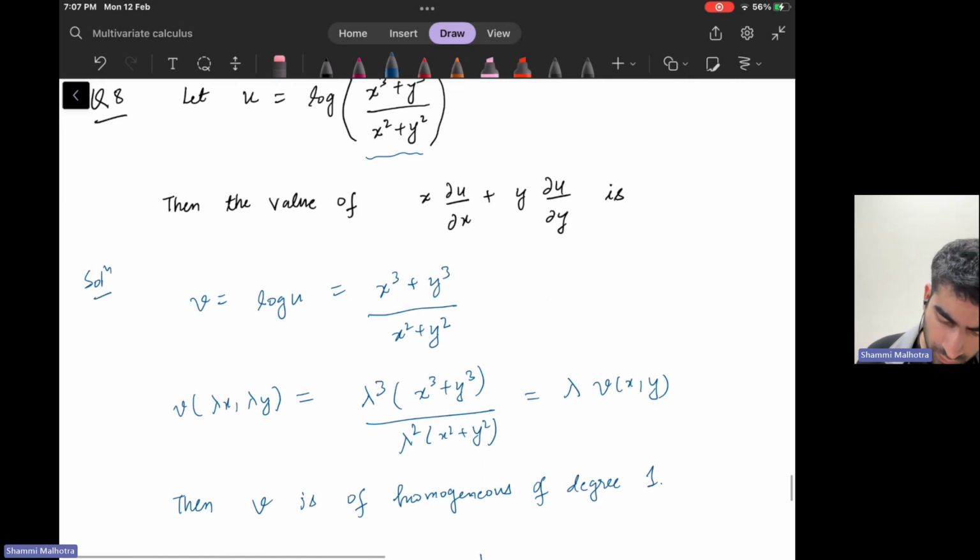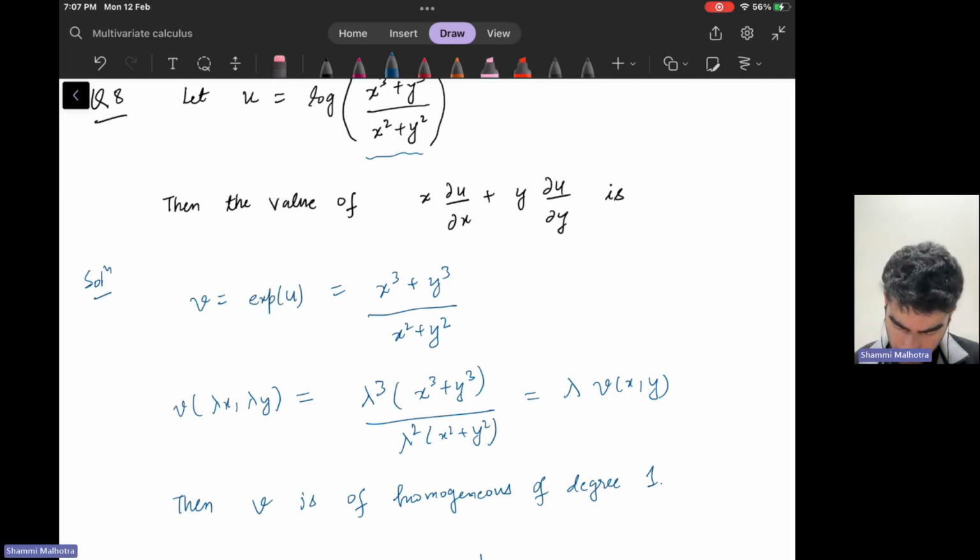Oh, actually we did something wrong here. We have to take v to be exponential of u. That's why we have a cancellation there. So there's one mistake there.